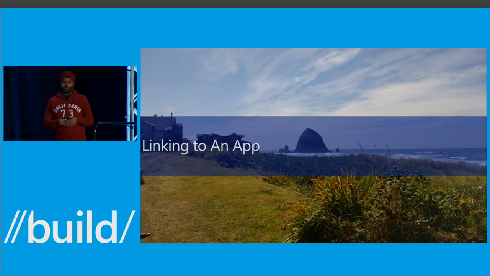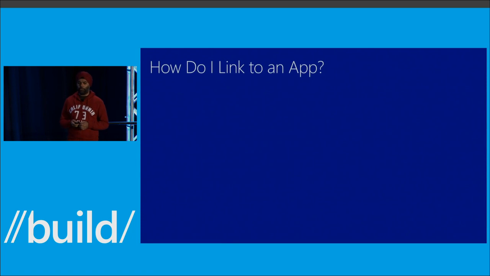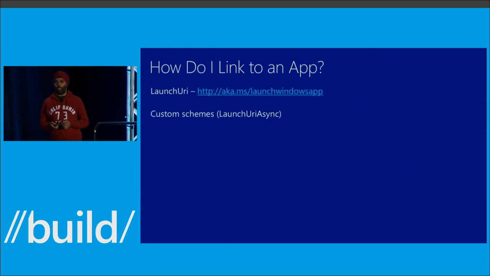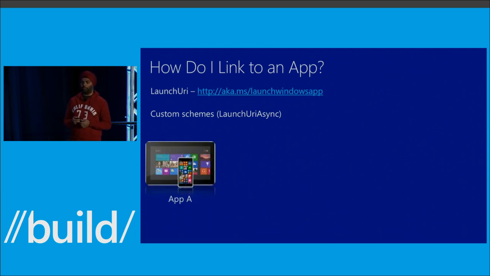The first thing you want to do when you want to build this web of apps is you want to be able to link to other apps on the same device. Now, we've got an API called Launch URI Async. Does what it says on the tin, exactly what it sounds like. You can launch a URI. But not only can you launch web-style HTTP URIs, but you can also launch URIs that are based on custom schemes. So here's an example.